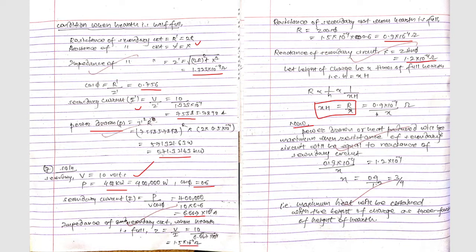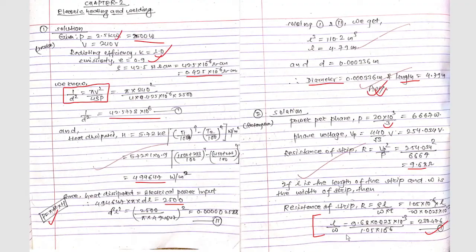Now here, power drawn or heat produced will be maximum when the resistance of the secondary circuit is equal to the reactance of the secondary circuit, meaning this value should be equal to this value. So the value of x will be 3 upon 4, that is, maximum heat will be obtained with the height of the charge as 3/4 of the height of the hearth.